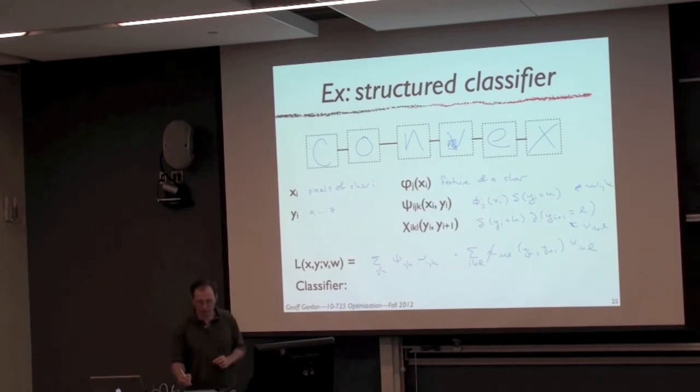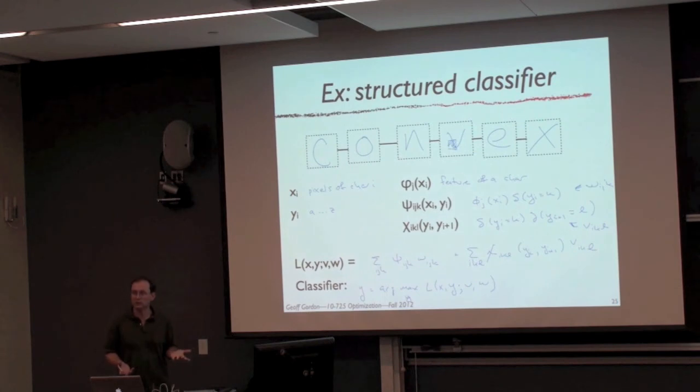So this criterion function is a linear function of the weights, right? And my classifier is just going to be, well, I'm going to say that I know V, W, and X, right? I know the images and I know all of my weights. And I'll pick the Y, which is just the arg max over all possible Y of L of X, Y, V, W. So this is going to be a linear classifier. I compute a whole bunch of linear functions, one for each possible value of y, and I select the one that's highest. Okay?